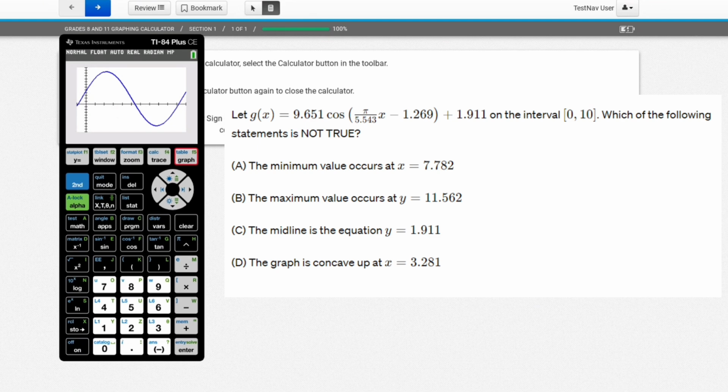So I need to find the lie. Let's see if A is true. The minimum value occurs at x equals 7.782. So I need to find the minimum value, which is going to be right there.